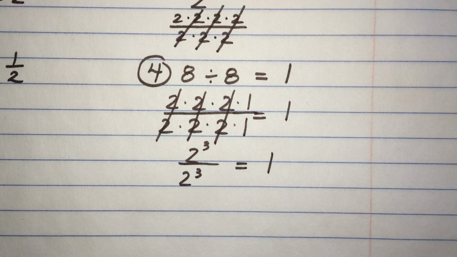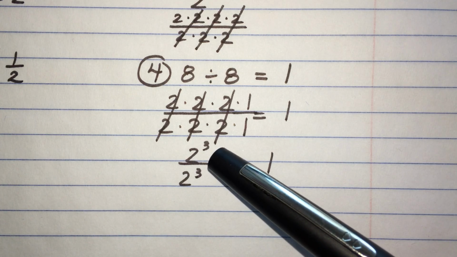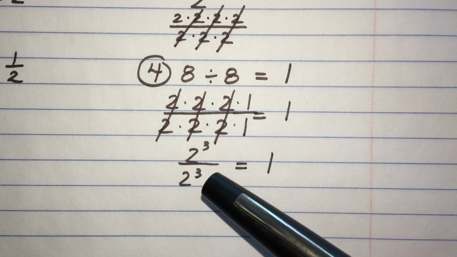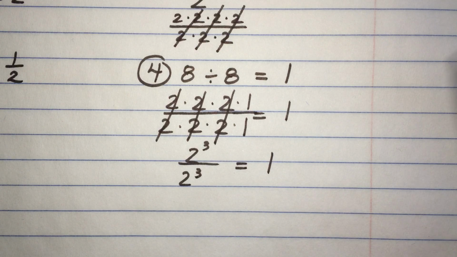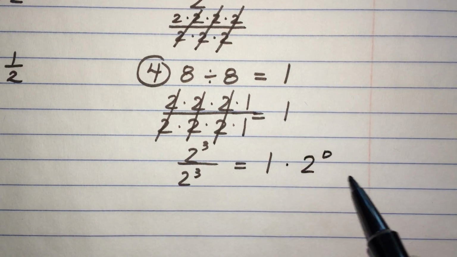I see over here we had some exponents, 2 to the third, 2 to the third. Those all canceled out, and what we were really left with was times 2 to the 0. It just wasn't written there.